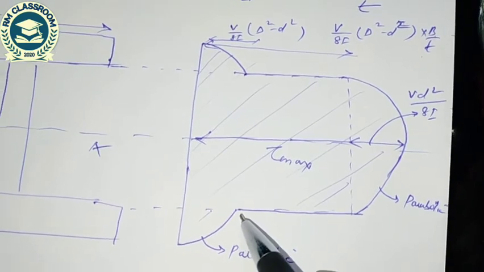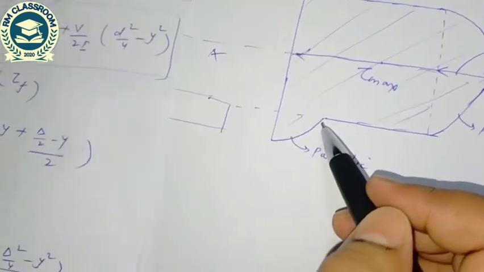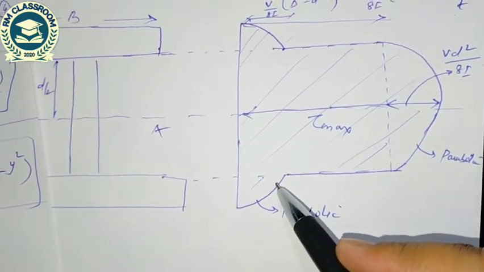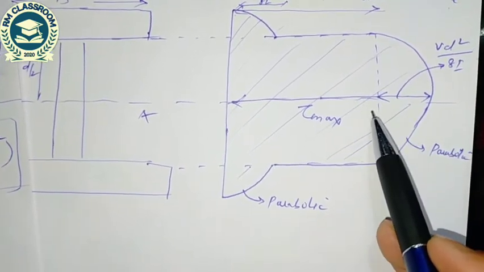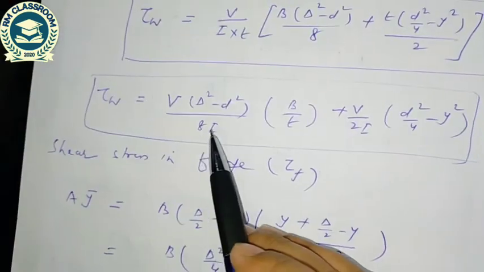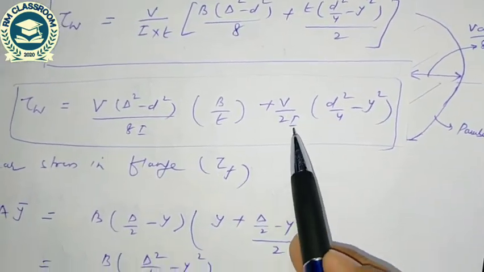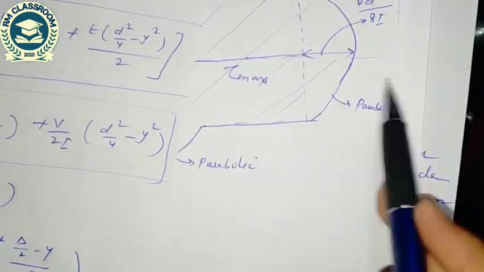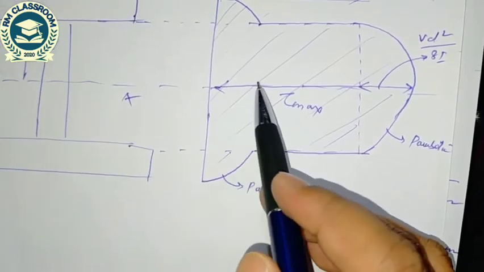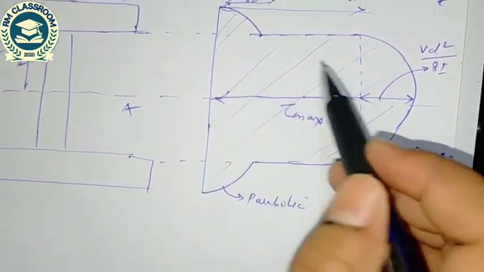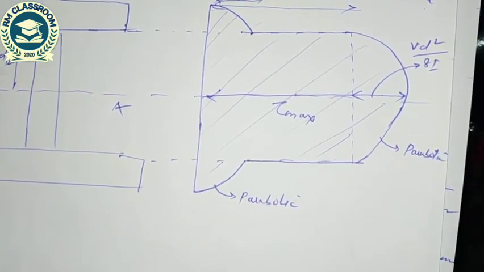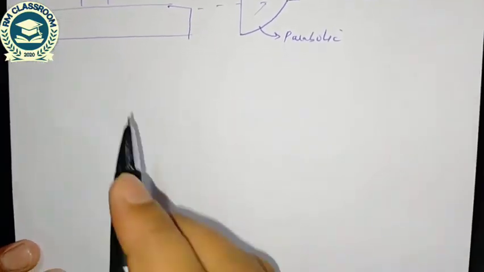And the maximum shear stress is when y is equal to 0, so it is coming V upon I b into d square by 2 into A tie B by T plus V by 2I into d square by 4, which means V d square by A T i. So the maximum shear stress is this one. Similarly, this is a symmetric cross section, so the same thing above the neutral axis will be a mirror image of below the neutral axis. Similarly, I can draw the shear stress distribution.